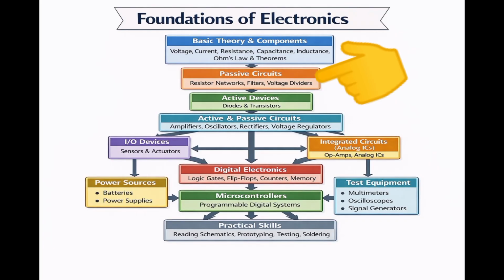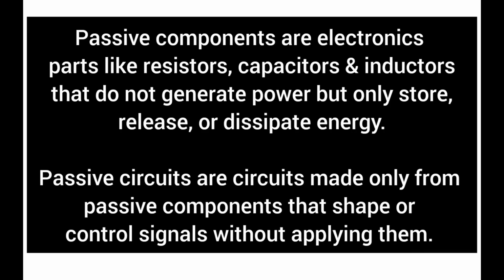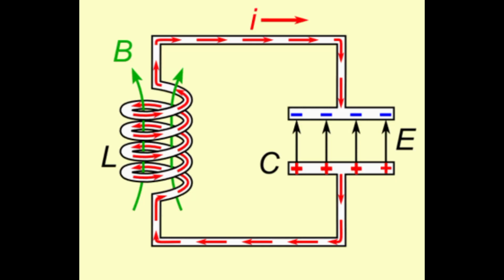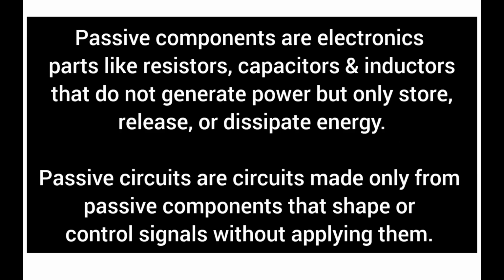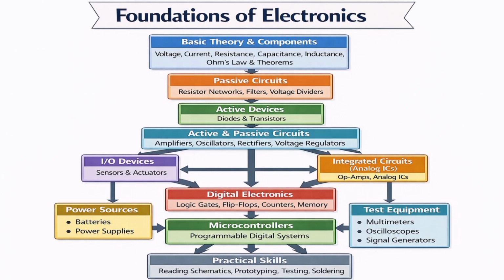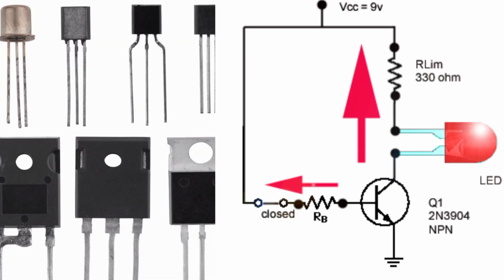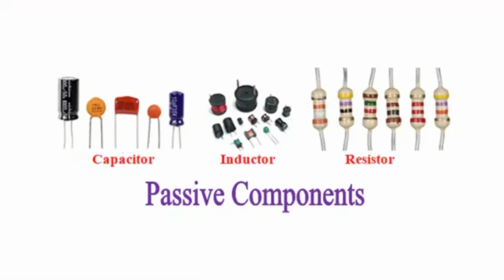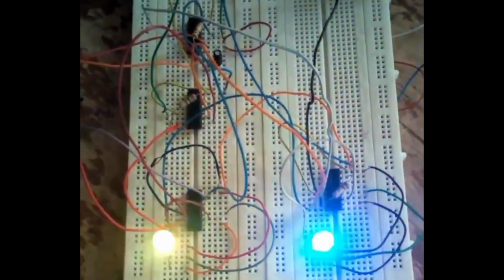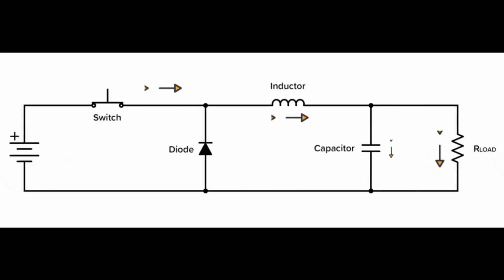From there, you move into passive components and passive circuits, where you get to study things like voltage dividers and filters. So you have to study passive circuits and passive components. All right, that's after you've begun with the very foundation, which is the voltage, the current. All right, then you step into active devices like diodes, transistors, followed by active and passive circuits like rectifiers, amplifiers, oscillators, modulators, mixers, and voltage regulators.